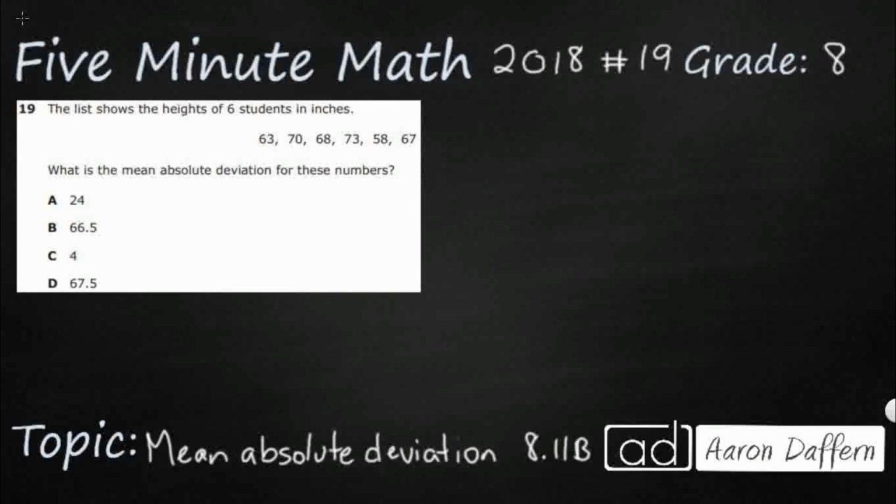So we have the height of 6 students in inches, and we're looking for the mean absolute deviation. Sometimes it's called the MAD. You just take the first letter of each word. Really, this is a measure of variability. How tightly packed is this data set? We can use that word mean to help us figure out what we need to do here. So first let's find the mean.